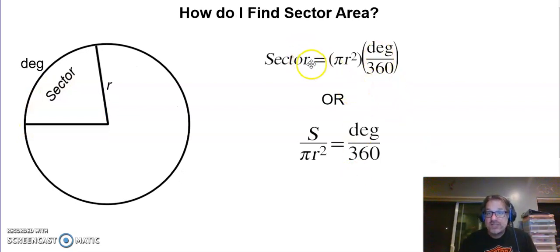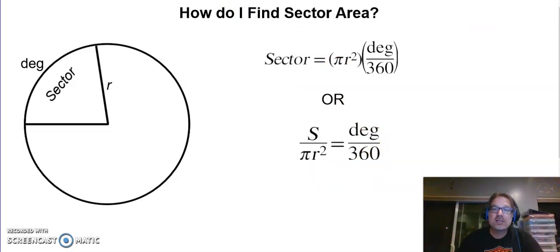Whenever I give you a sector, we can use one of these formulas. The area of a sector can be found by doing pi r squared, the area of a circle, times degrees over 360, because that's the portion of the circle we're talking about. That's the degrees in the arc right here. Or we can do sector area over the area of the circle equals degrees over 360.